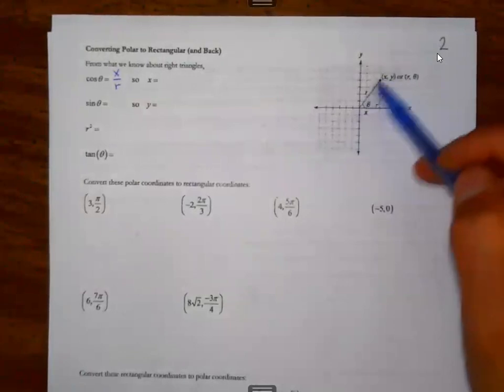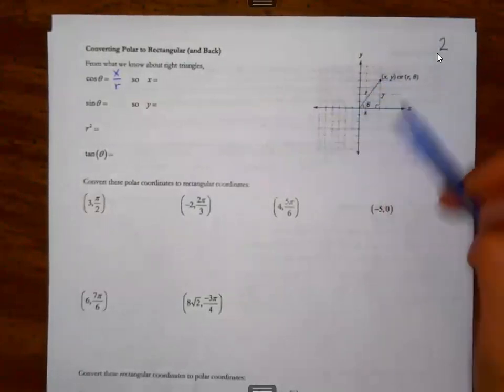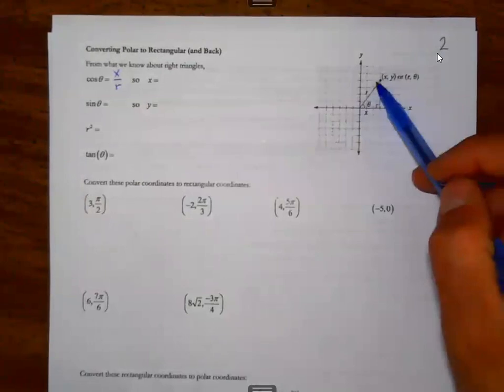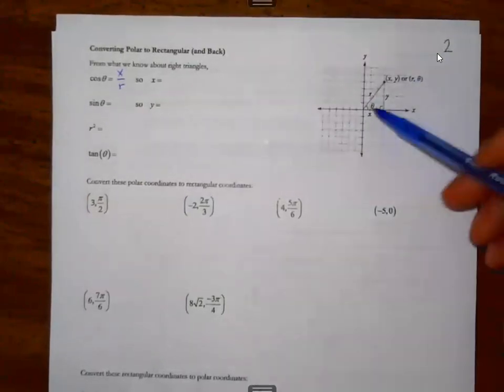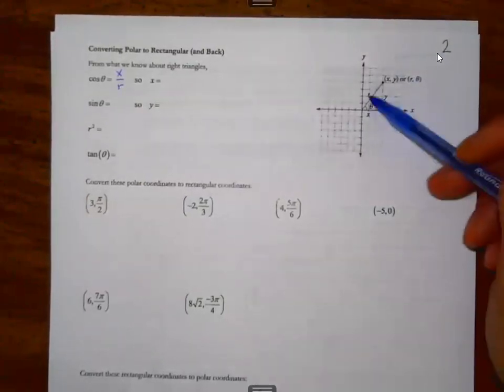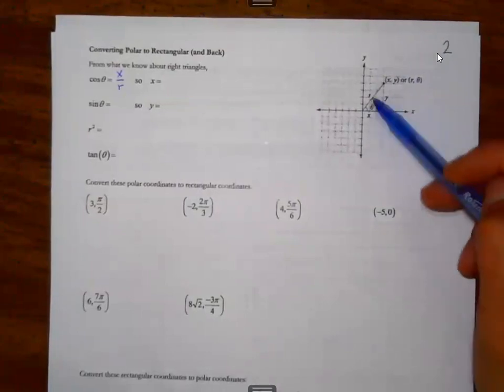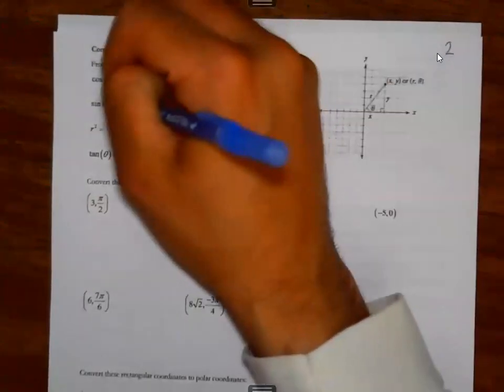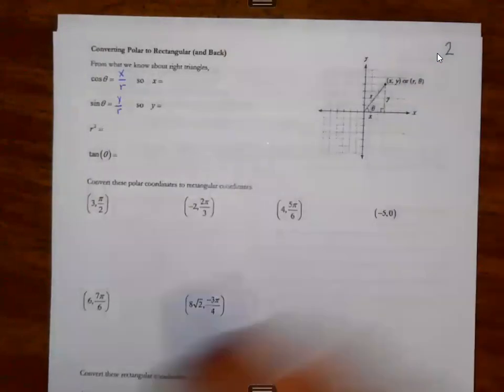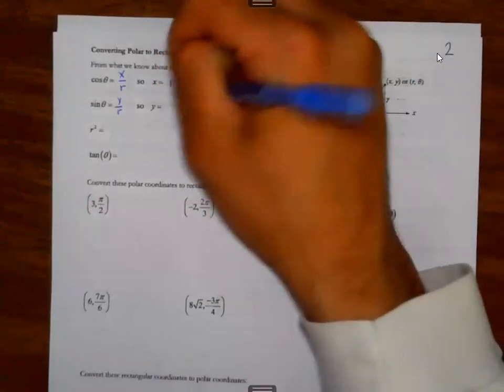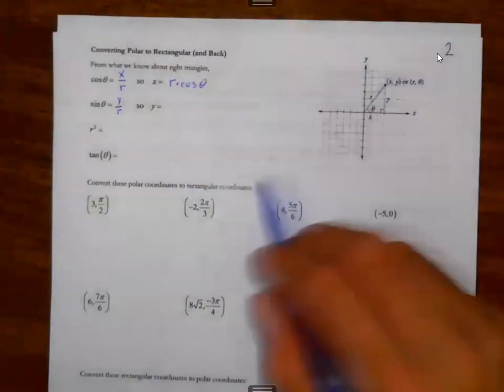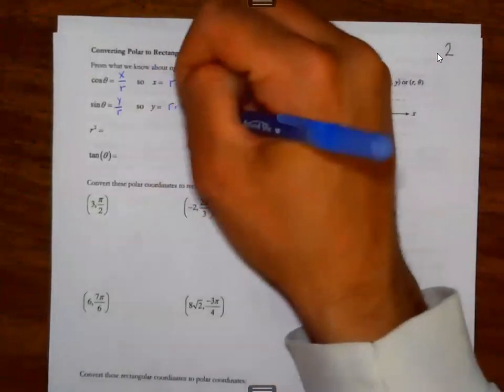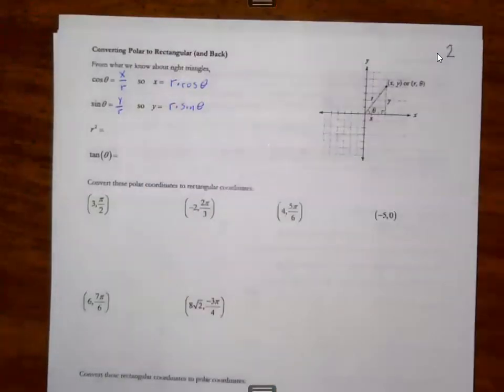Then the hypotenuse is just R, because if you rotated this all the way around, it'd make a circle, and R would be the radius. So cosine is adjacent over hypotenuse, or X over R, and sine is opposite over hypotenuse, Y over R. That means X is equal to R times the cosine of theta, and Y is equal to R times the sine of theta. That should also remind you of when we did parametric graphing of circles.